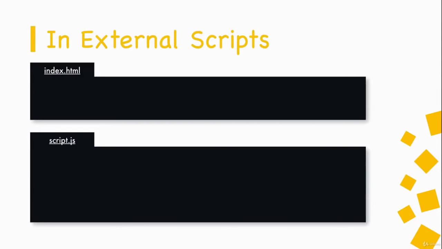So how does this work? For this example, we have two different files. One is index.html, which is our HTML file, and we have a dedicated JavaScript file called script.js. And we'll assume these two files are in the same directory inside our computer. So in this case, we put the HTML in the HTML file and the JavaScript separately in its own JavaScript file. So how does this work?